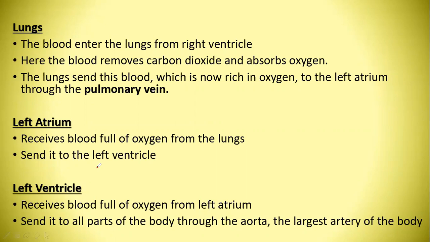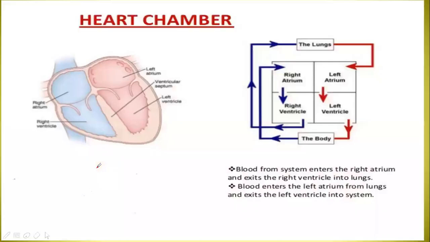Blood enters through the right ventricle. Removal of carbon dioxide takes place and oxygen is absorbed. Left atrium receives blood full of oxygen and sends it to the left ventricle. Left ventricle receives blood full of oxygen from the left atrium and sends blood to all parts of the body.